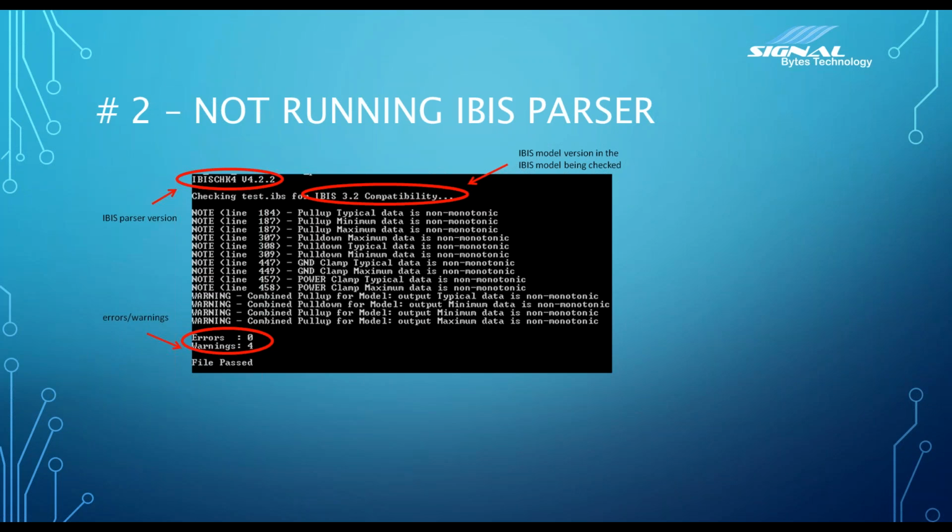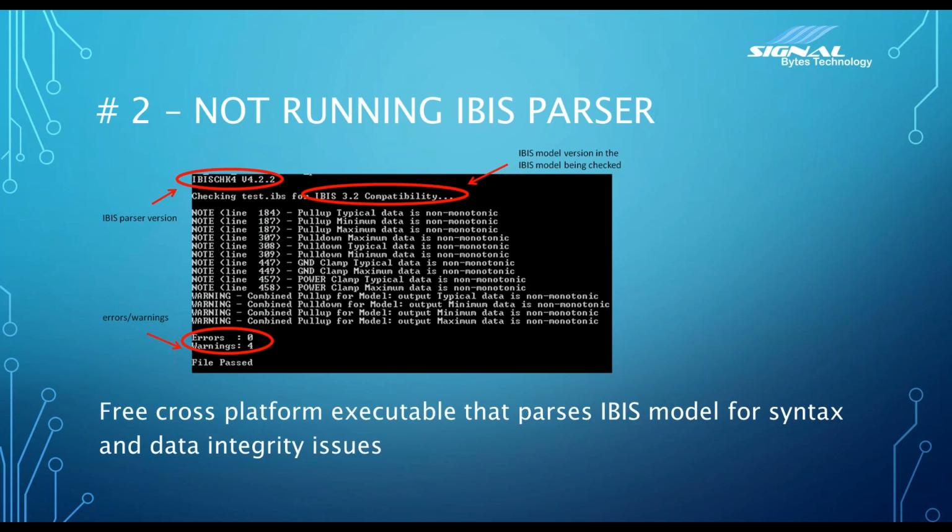So for example, it can't check to see if, say, the output impedance is 40 ohms, right? Because you can't provide any parameters to the IBIS parser to check on that. Think of it more as a specification checker, okay? But it's really your first line of defense. And this is the first thing that you really need to run on your IBIS model.